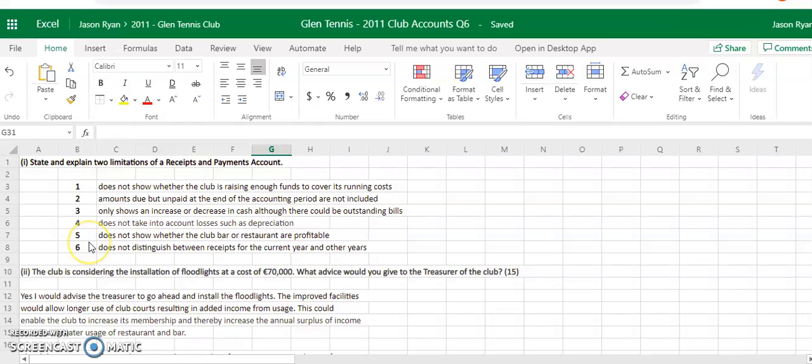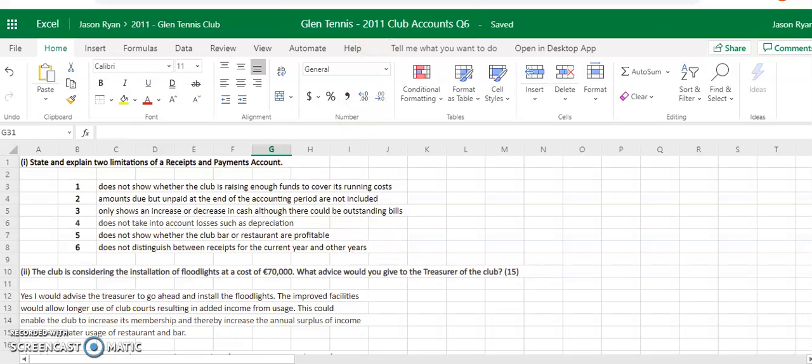So we've got six here that you can decide from. It does not show whether the club is raising enough funds to cover the running costs. The amounts due but unpaid at the end of the accounting period are not included. So we would look at them already. It only shows an increase or decrease in cash, although there are outstanding bills. It does not take into account losses such as depreciation. It does not show whether the club or bar and restaurants are profitable. And it does not distinguish between receipts for the current year or other years.